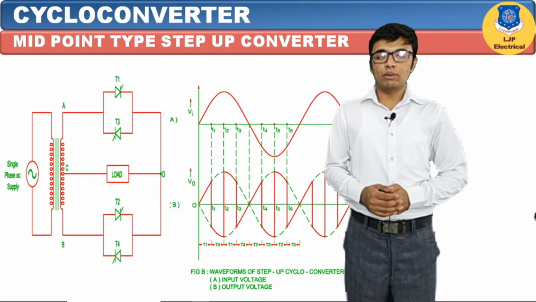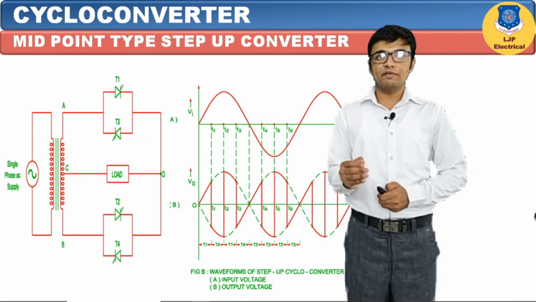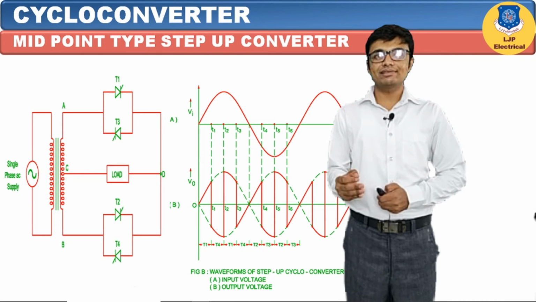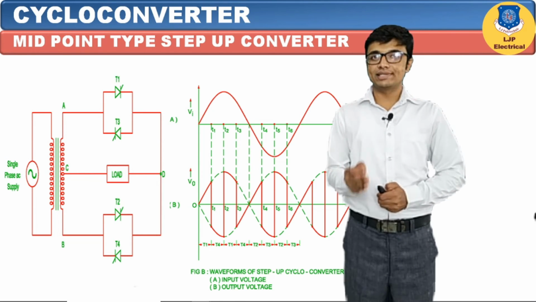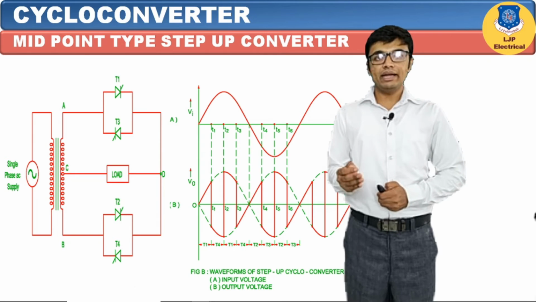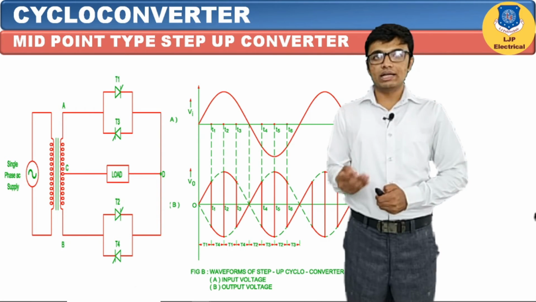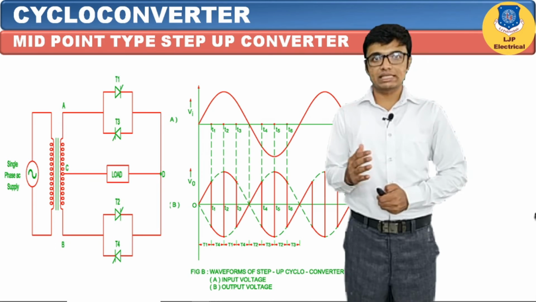Now to generate negative half cycle in the output from the positive half cycle, we have to trigger thyristor T4 and we have to turn off thyristor T1. If we trigger thyristor T4, then current will flow from C to the load to the thyristor T4 and come back to the point B. Hence we will get negative half cycle in the output. Same time again we can repeat the sequence to achieve one more cycle. That is, we have to trigger thyristor T1 and T4 sequentially.